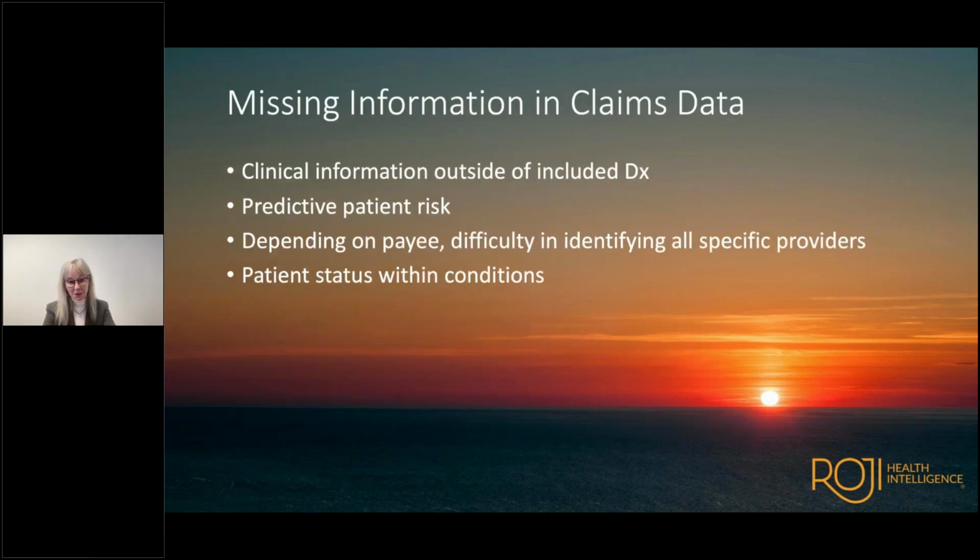So what's missing in the claims data? Well, any clinical information outside of diagnosis is missing. That's important. Any predictive patient risk, meaning what happened to those patients that would indicate that they're getting worse over time. It's not capturing hemoglobin A1C. It's not capturing blood pressure values. All those are important things to be able to see if you're going to see who is in danger of running at higher cost in the future.